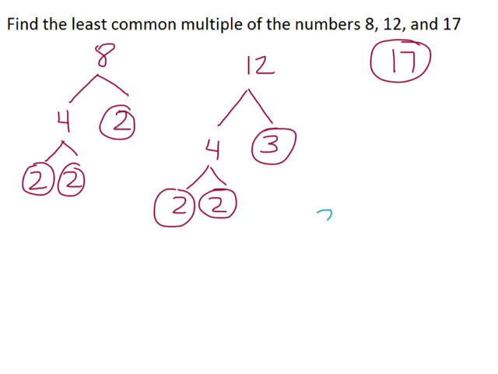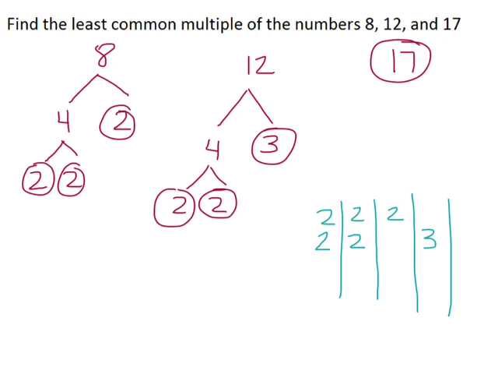So 8 has a 2, a 2, and a 2. 12 has a 2, so I already have a column for 2s and another column for 2s. I don't have a column for 3s yet, so it goes in its own. And 17 doesn't have a column yet. So at this point now, a 2 drops down from this column, a 2, a 2, a 3, and a 17.